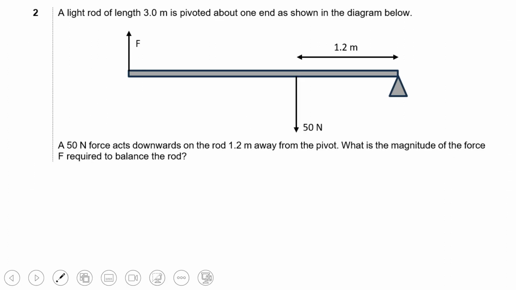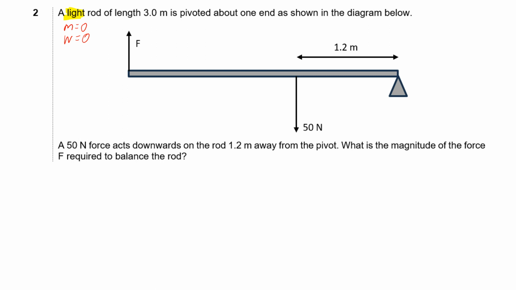So now we move to question 2. Question 2 states that a light rod of length 3 meters is pivoted about one end as shown in the diagram below. Before we move forward, something very important to take note of is this word here, light. When you see the word light used to describe any object, what we mean is that this object has mass equals 0 and therefore its weight is also 0. So our rod here is taken to have no weight, meaning that in this diagram there is no force due to the weight of the rod.